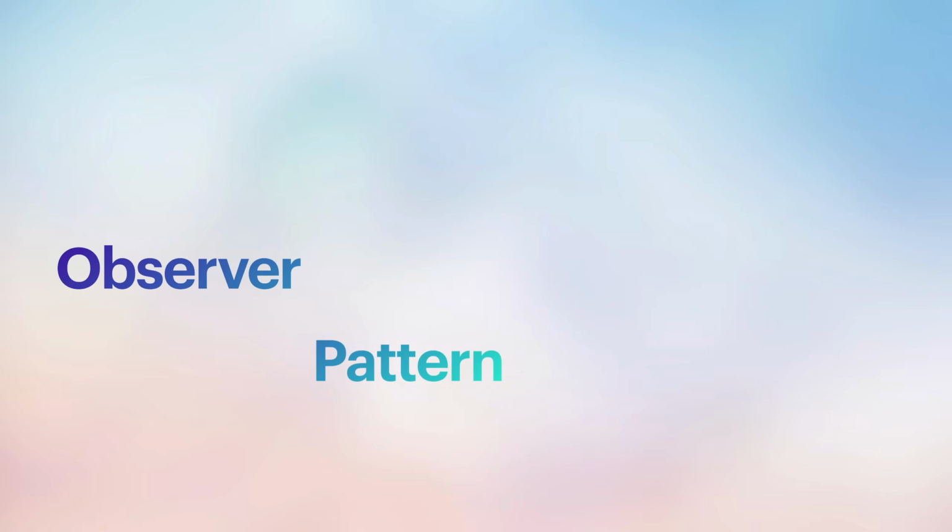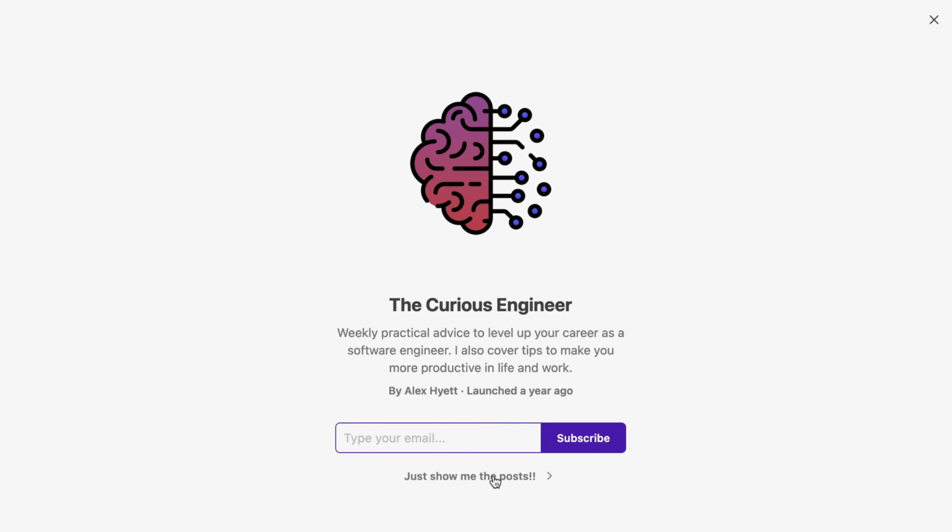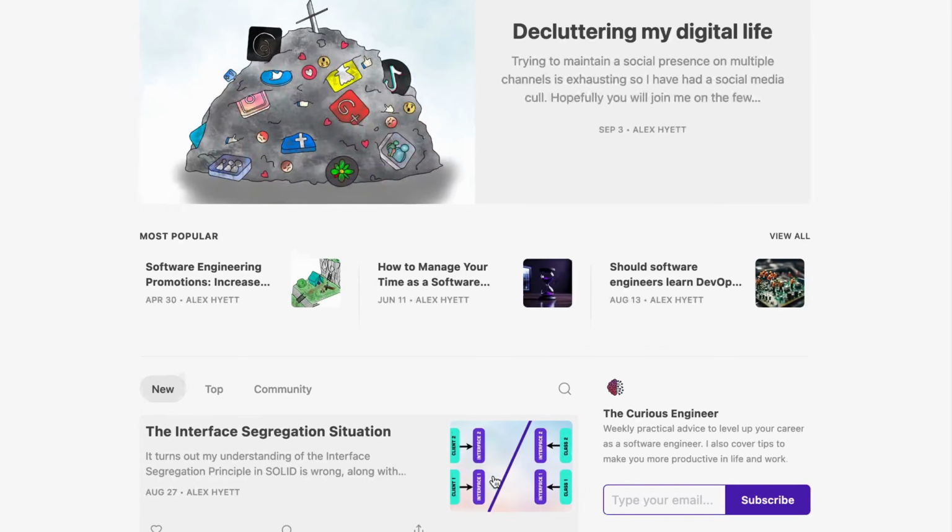Number 3 is the observer pattern. This pattern is something you're probably very familiar with already, even if you've never actually used this pattern before. The observer pattern is used whenever you want to notify interested parties that something has happened. If you're subscribed to my newsletter, The Curious Engineer, then every Sunday you will get an email from me. It's not sent to everyone who watches my YouTube videos or reads my blog. It's only sent to those select few who have subscribed to my newsletter. This is how the observer pattern works.